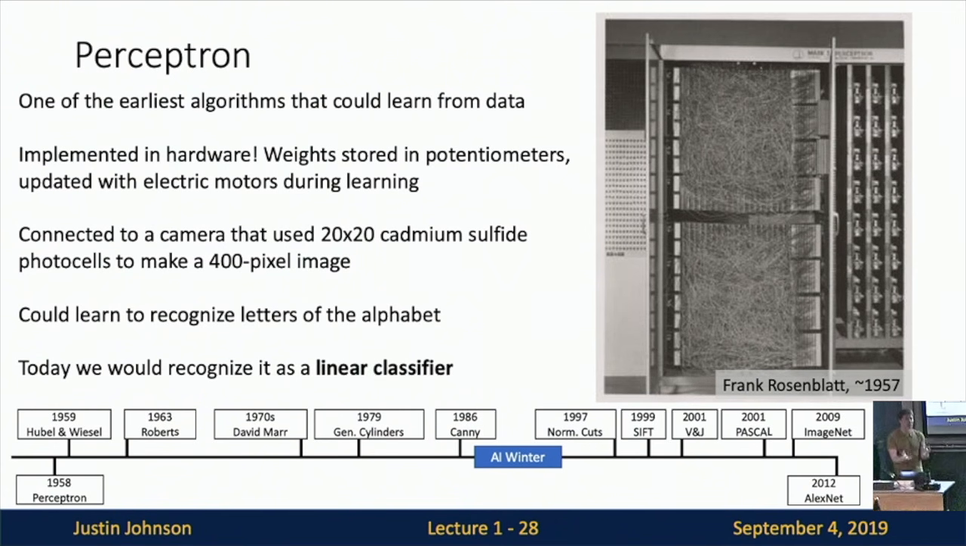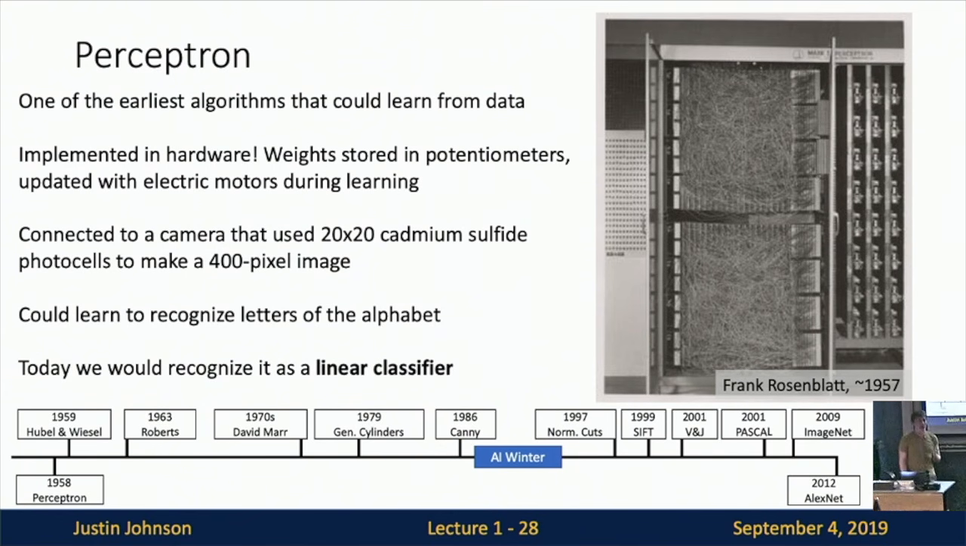But even though this was a mechanical device that was bigger than a person, it actually could learn from data somehow. It was able to learn to recognize letters of the alphabet on tiny 20 by 20 images that were state-of-the-art in 1958. I don't want to talk about any of the math for the Perceptron, but if you were to look at it with modern eyes, we would probably call it a linear classifier, which we'll talk about next week in Wednesday's lecture.